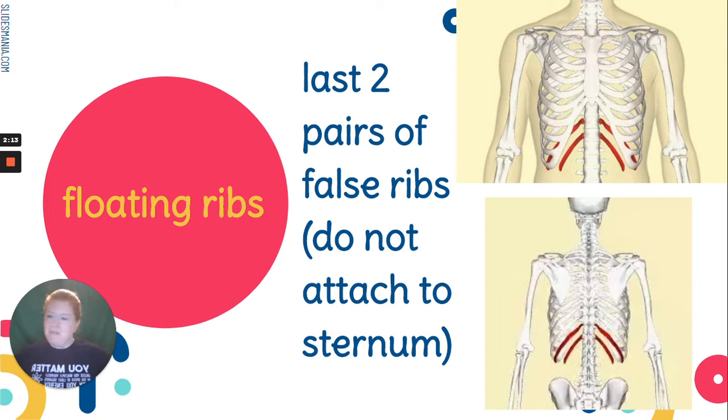So those floating ribs, our last 2 pairs, if you look at that picture, they don't even come all the way around. They don't attach to the sternum at all. So floating ribs are false ribs, but they're just another name. It's like a square is a type of rectangle, so a floating rib is a type of false rib.